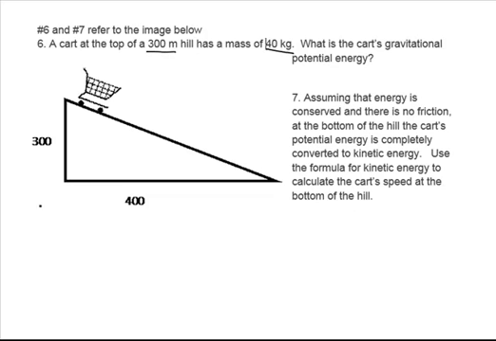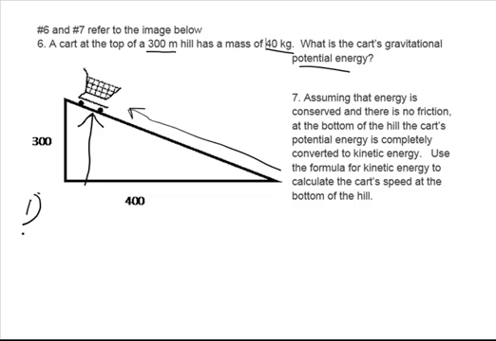A little chance to review the idea: if we lifted this cart directly up from here, exerting the 400 newtons of weight times the 300 meters would be the same as if we went this longer distance with less force. Both end up getting us to the same height. So we can go a longer distance with less force or a shorter distance with more force, but it should give us the same amount of work. And of course that work in this case turns into gravitational potential energy.